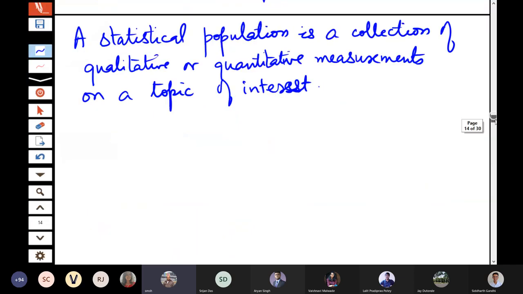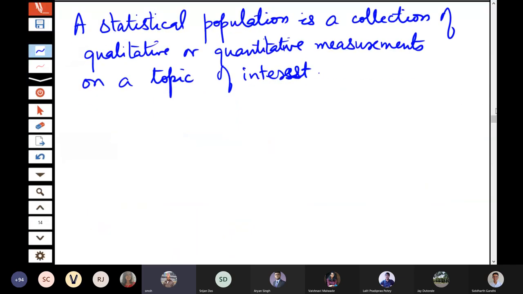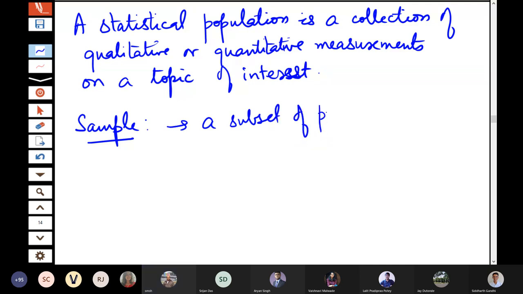So that means a statistician is interested in a sample. A sample is nothing but a subset of the population. Sample is a subset of population. Now, what kind of sample would you like to take?